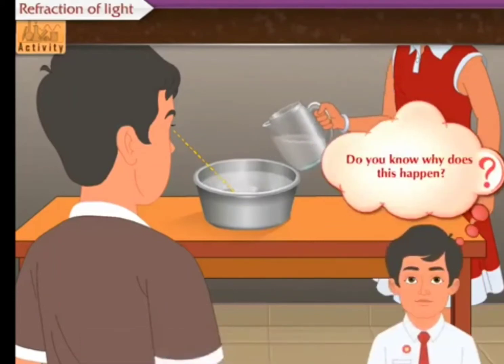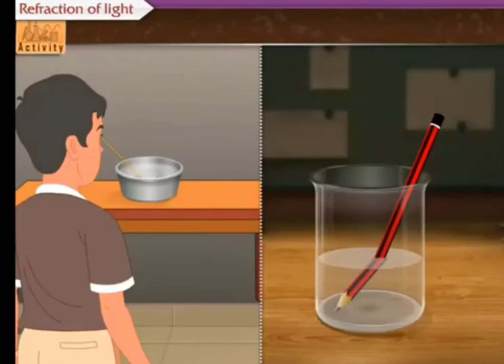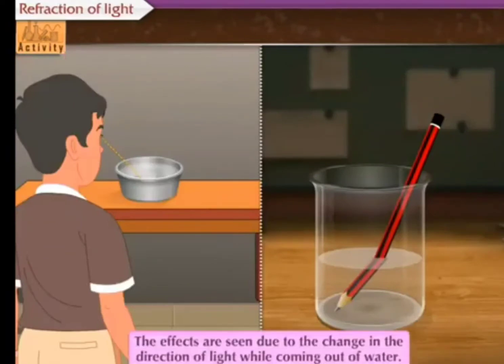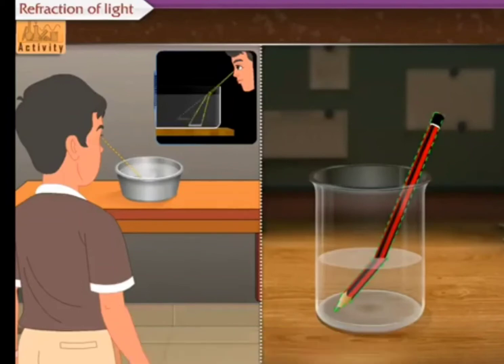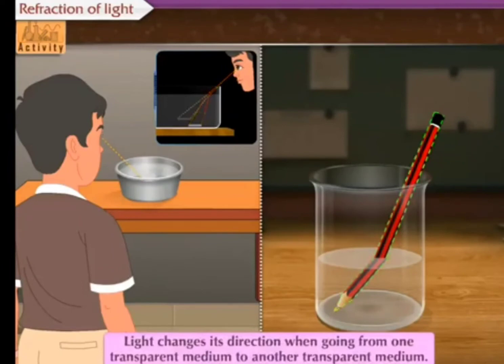In both the activities, the effects seen are due to the change in the direction of light while coming out of water. Light changes its direction when going from one transparent medium to another transparent medium. This is called the refraction of light. Come, let us know about it in detail by performing another activity.